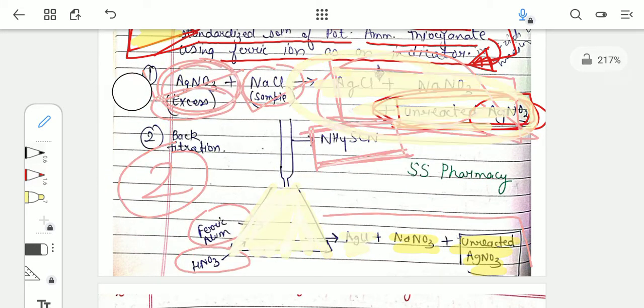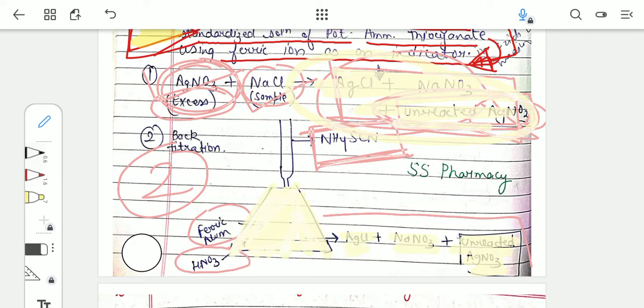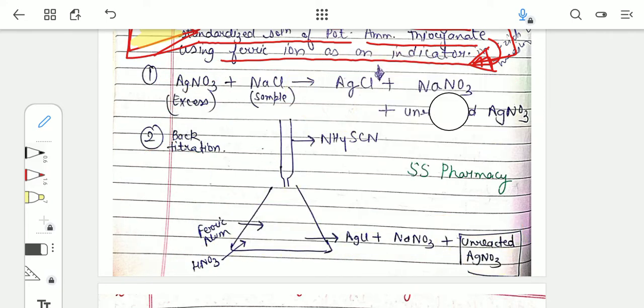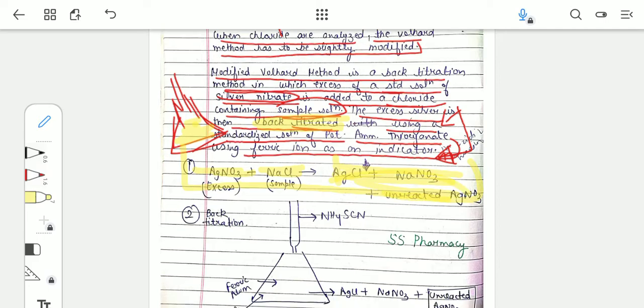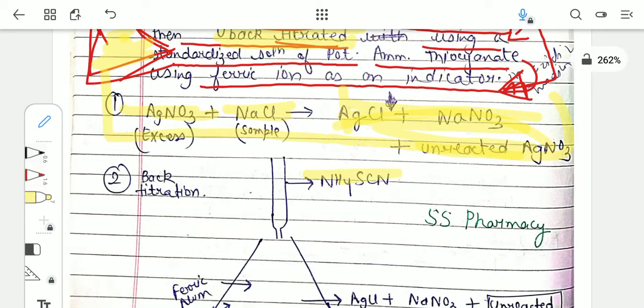This is basically used to determine the chloride ions. I hope this is clear to you, that in this method we perform back titration. Two titrations are performed, firstly with the AgNO3 and NaCl, and then the products which are formed are again titrated with our titrant. This is our modified Volhard's method.